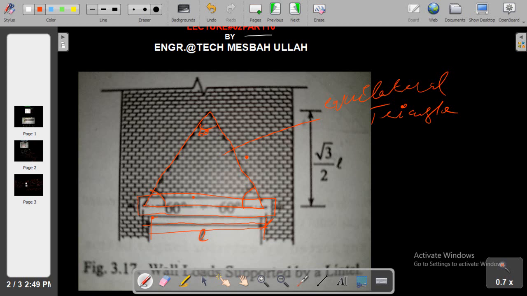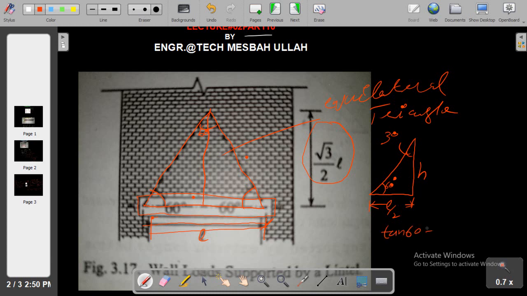Now the height of this triangle, which is from the center of this side to the top, is determined for an equilateral triangle as root 3 divided by 2 into L. You can derive this by just considering a right angle triangle like in this shape. This angle is 60 degrees, right? This side is L/2. We need this H. This side will be 30 degrees, right?